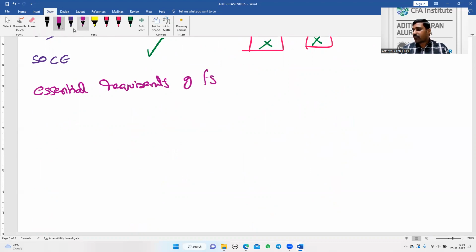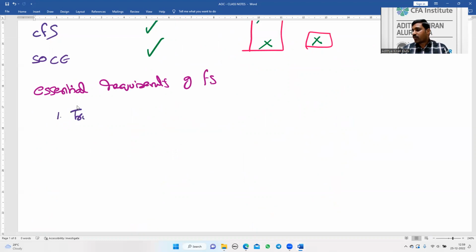There are three essential requirements. The first one is true and fair view. The ultimate outcome of any financial statements is true and fair view.